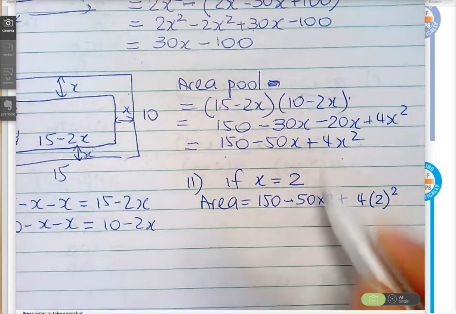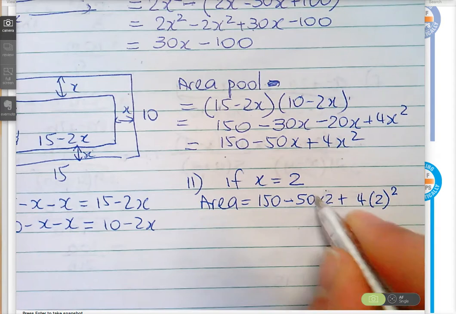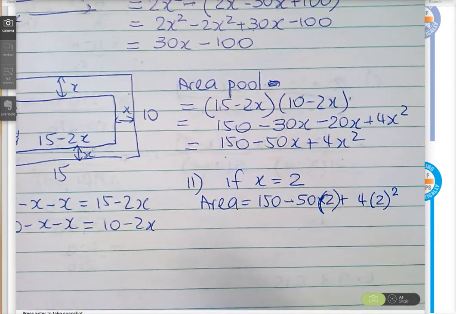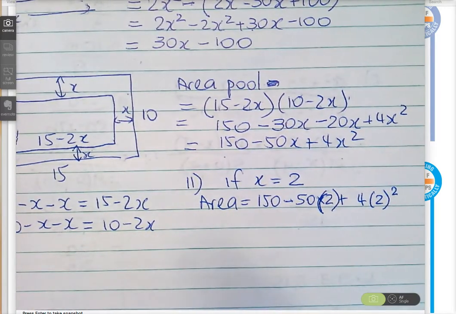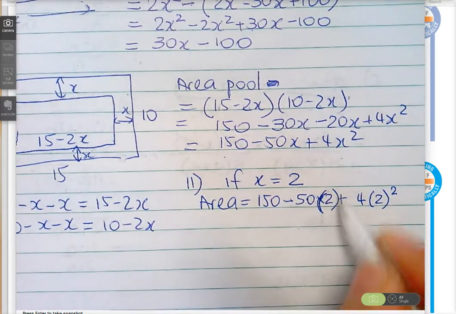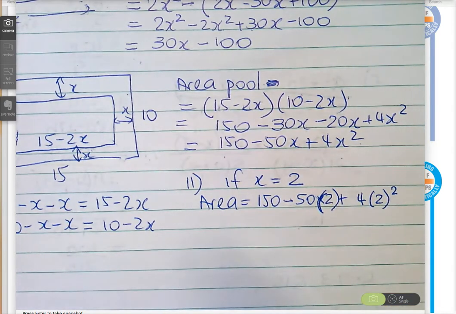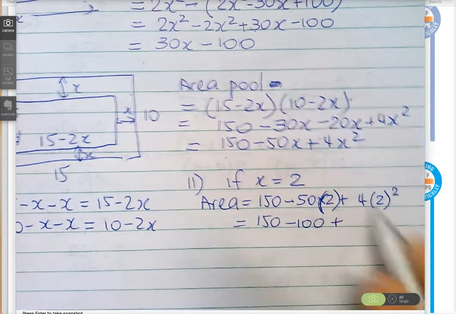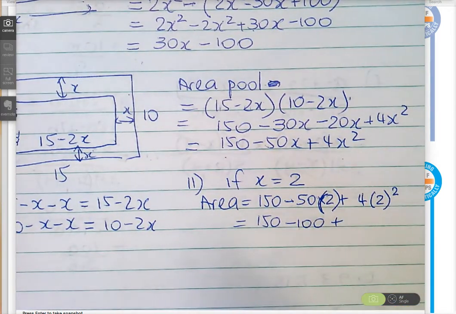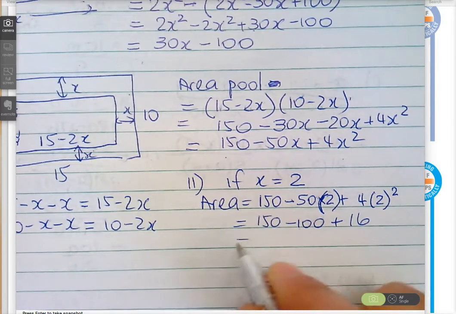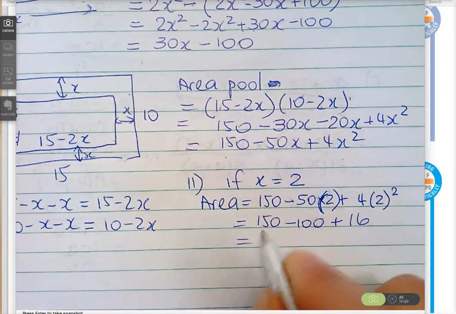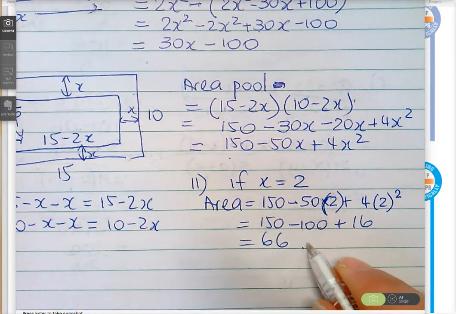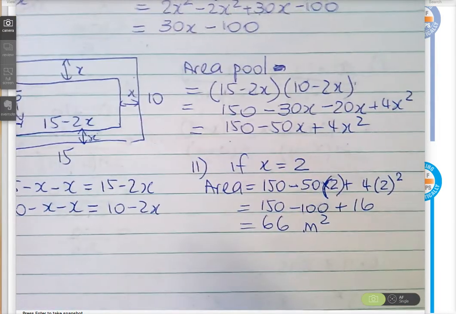See how I've got 50x, that's 50 times 2. I can go 50 times 2 or 50 bracket 2 if I want. Same thing. Brackets in algebra mean multiply. So it's 150 minus 100 plus 4 times what? 4 is 16. That's 50 plus 16, 66. Now, units, something squared. Meters squared, of course, because it's a pool.